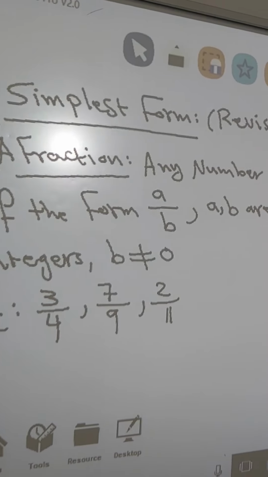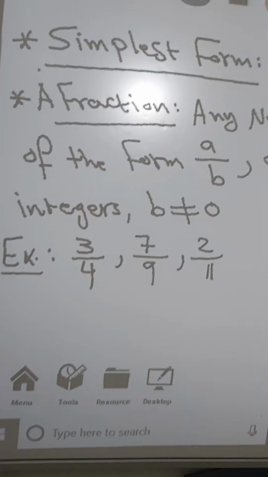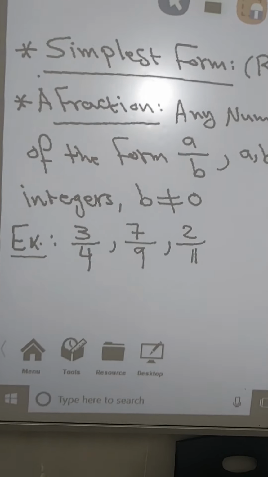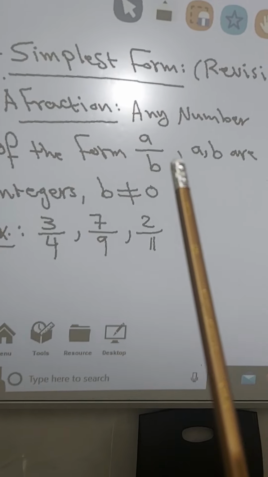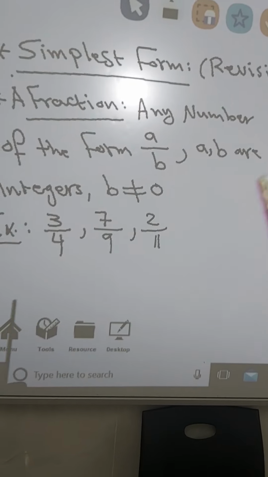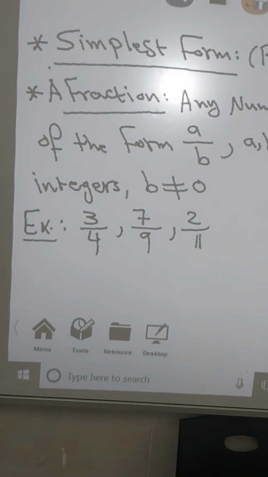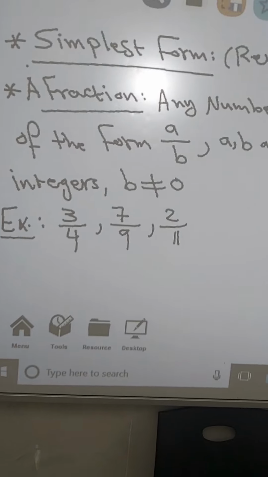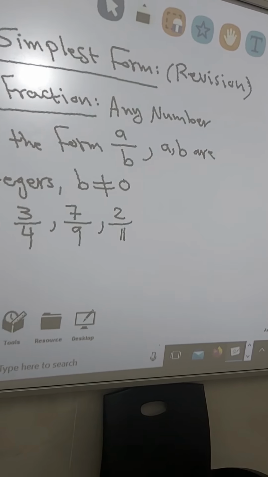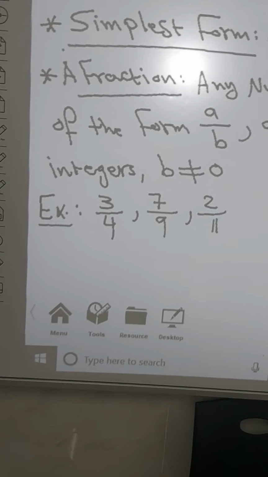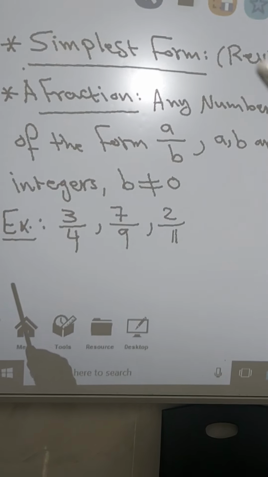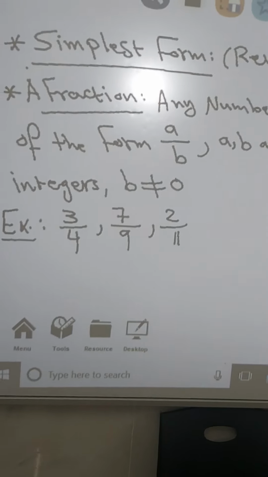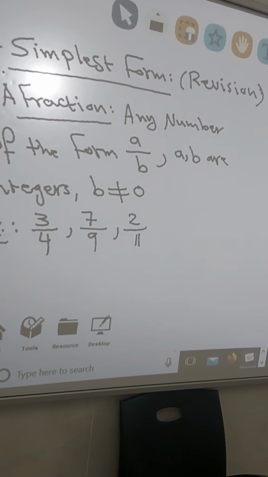So we'll start with the definition of the fraction. A fraction is any number of the form a over b, where a and b are integers and b cannot be zero. This is the definition of the fraction. And today we'll do simplest form. We will remember the simplest form of the fraction because it's an important idea.